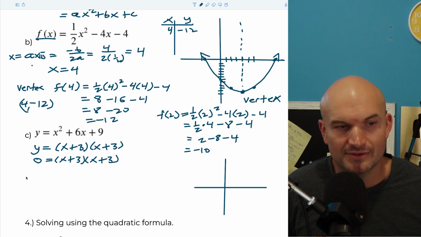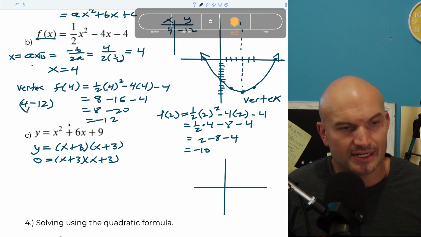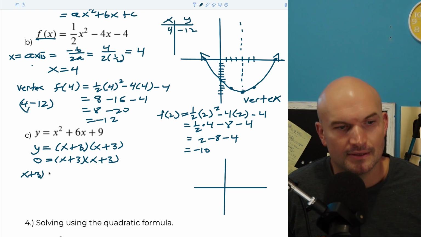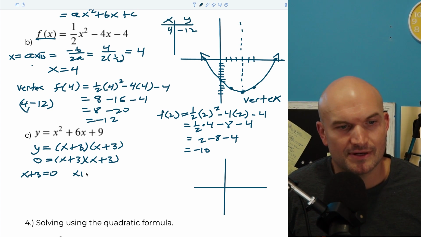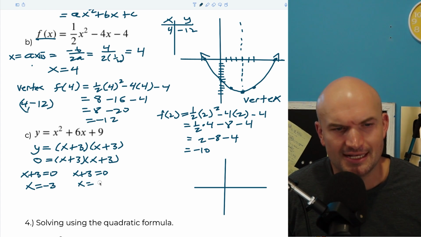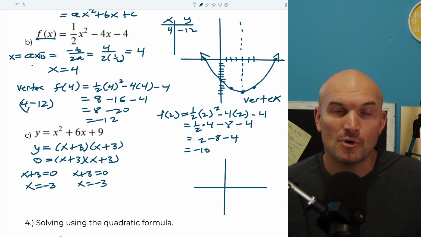And then you set them both equal to 0 and you get x equals, I guess I'll just rewrite it out. So I get x plus 3 equals 0 and x plus 3 equals 0. Therefore, x equals negative 3 and x equals negative 3. So what does this mean? Well, actually in Algebra 2, we'll talk more about what this means.